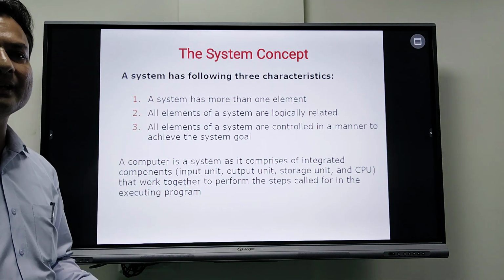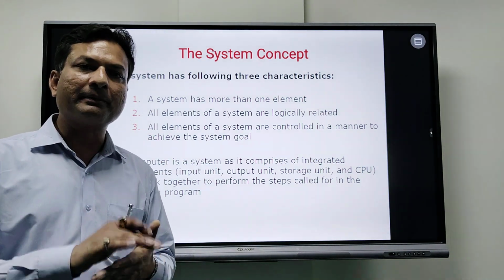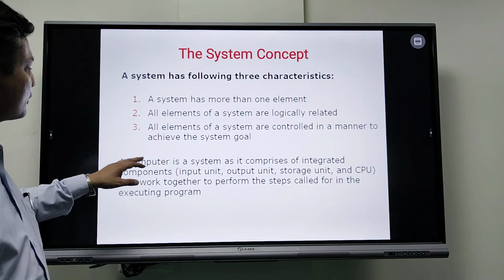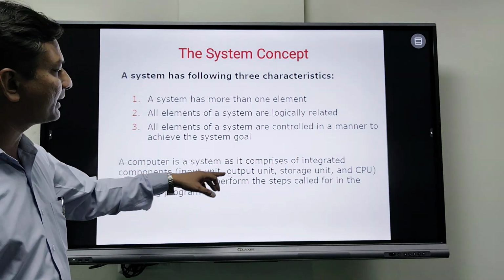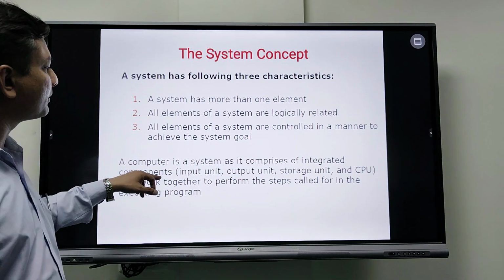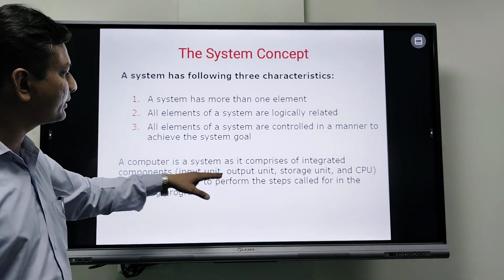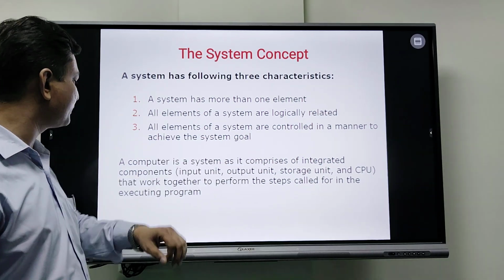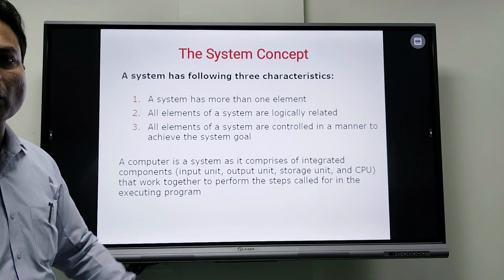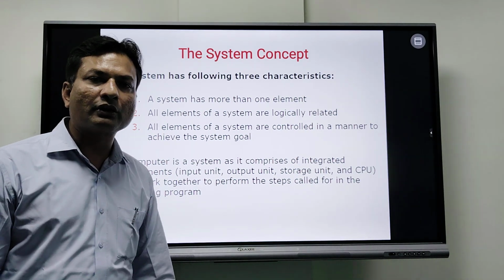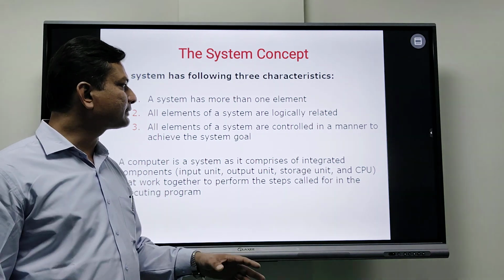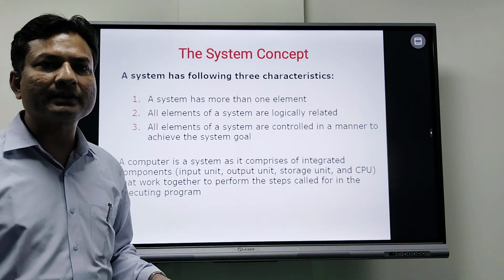Hence, we can say that our computer is a computer system. So, now I am concluding. A computer is a system as it comprises of integrated components, that is input unit, output unit, storage unit and CPU, that work together to perform the steps called for in the execution of program. Hence, we can say our computer is a system.